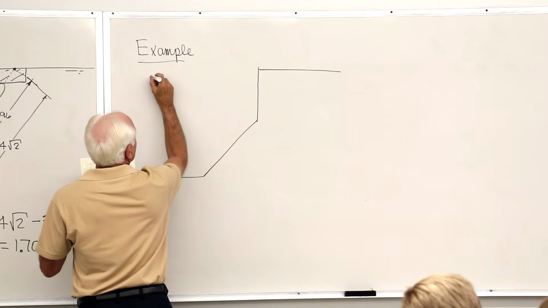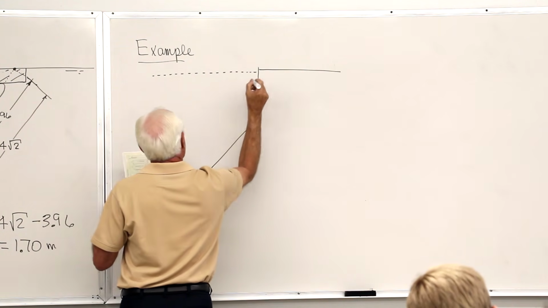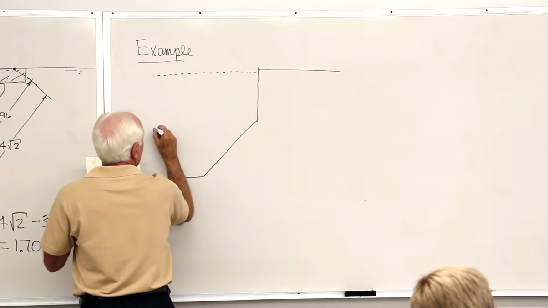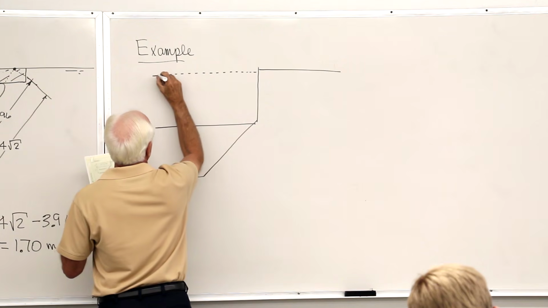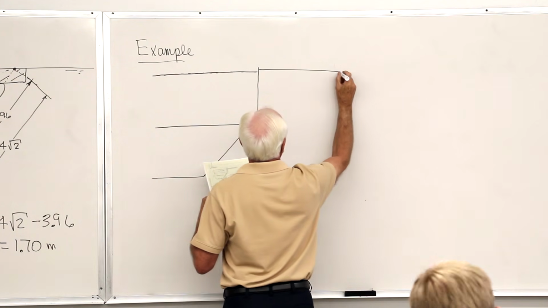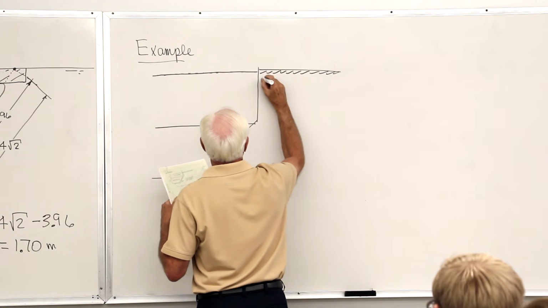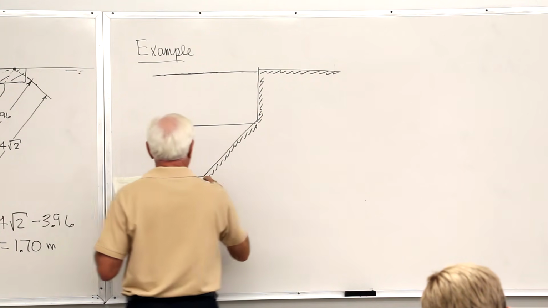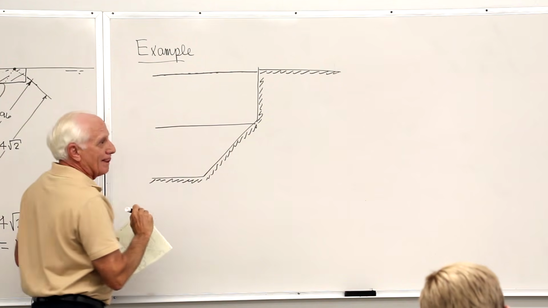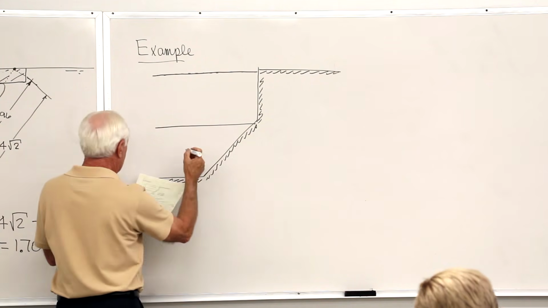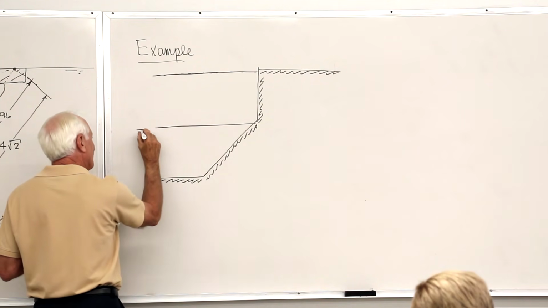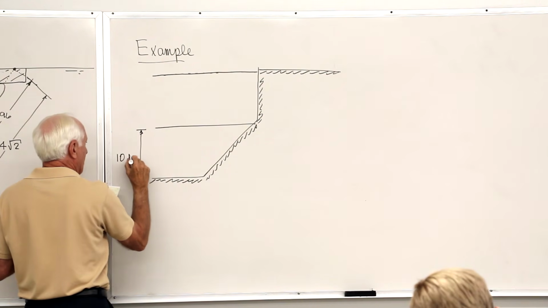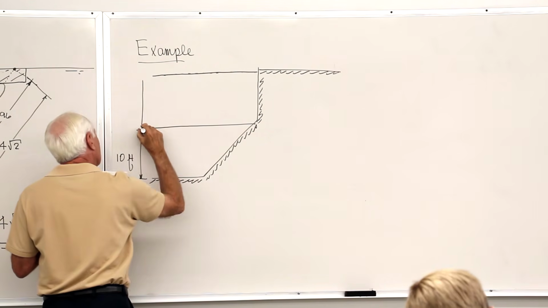All right, so here's the top free surface. I think I'm just going to draw these as lines. Okay, this is out of scale pretty dramatically, that's okay. This is 10 feet. This is 5 feet.